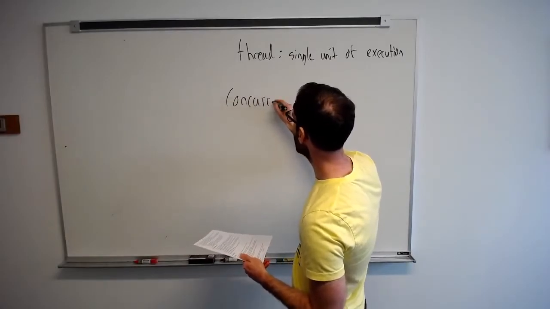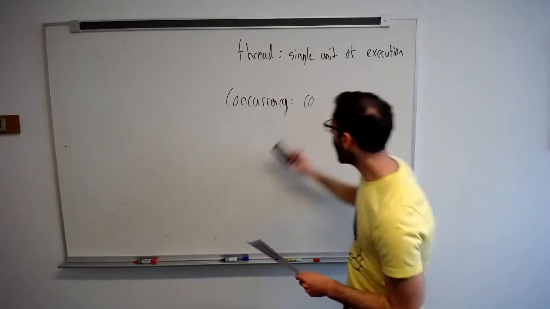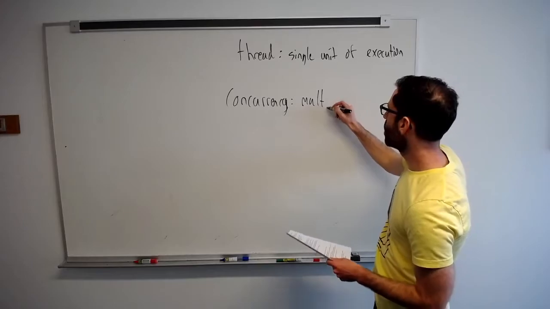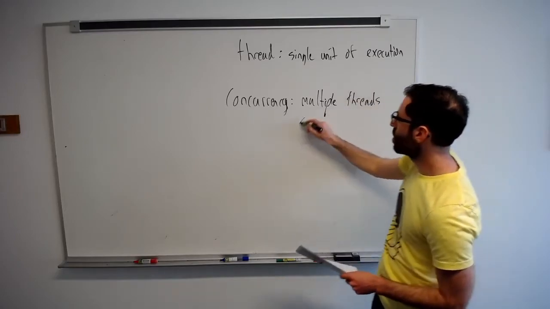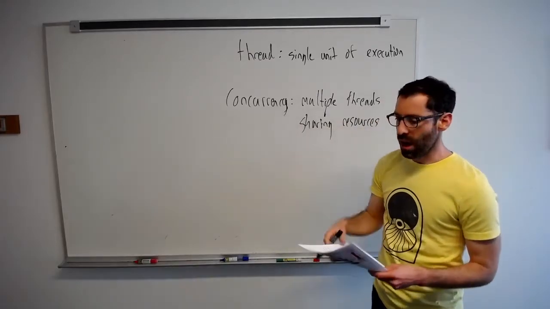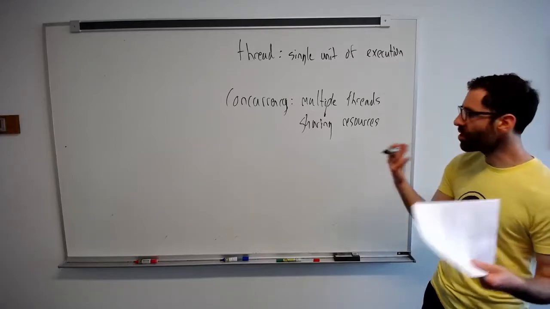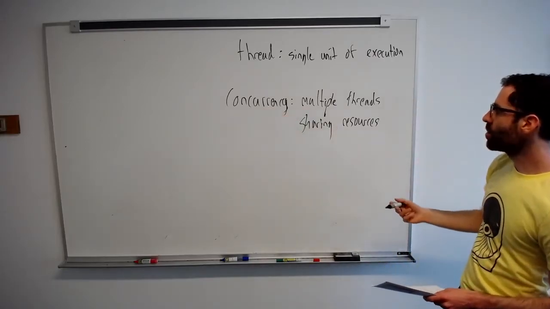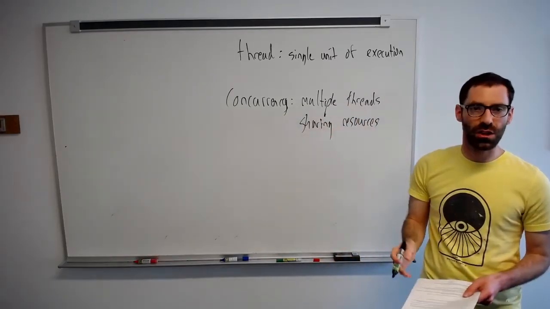concurrency, which is the situation when we have multiple threads sharing resources. So if we have multiple threads trying to access the same resource or the same data, this is where concurrency comes into play. And we will need strategies or tools to coordinate access to these shared resources.